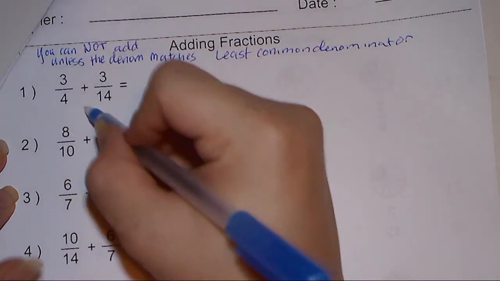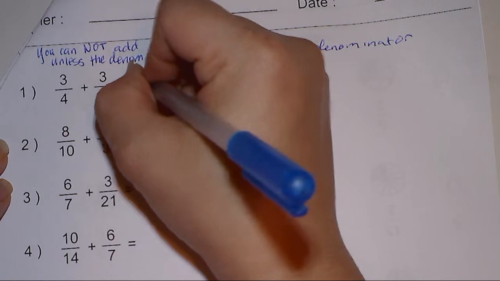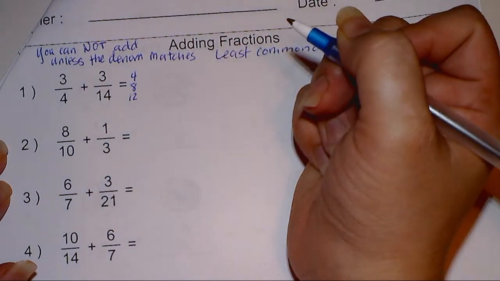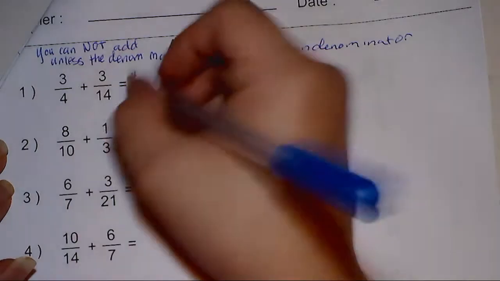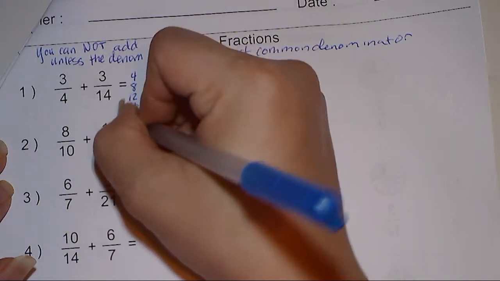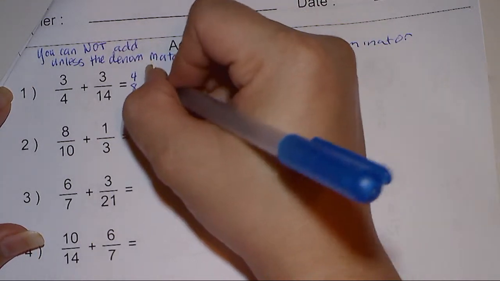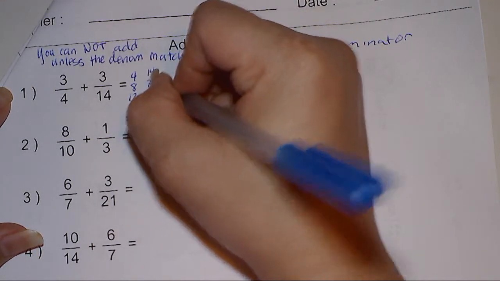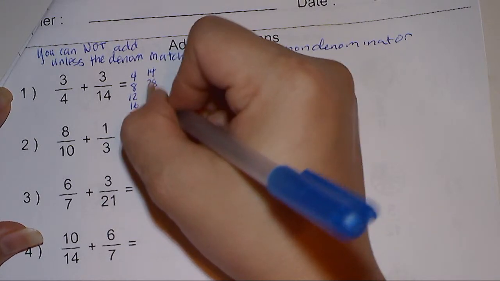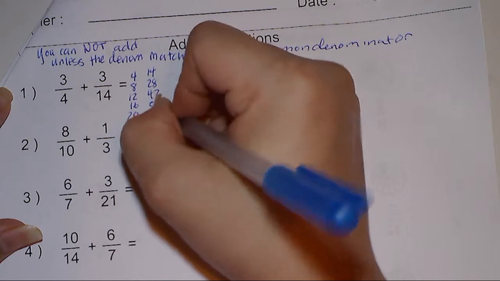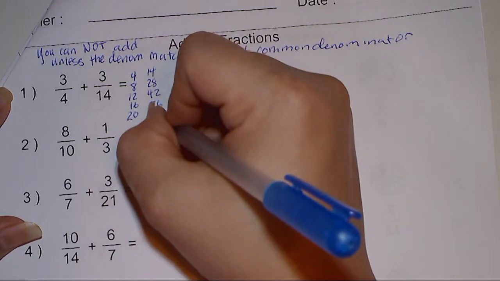Alright, so for number 1, let's look at the multiples of 4. 4, 8, 12. So I know it won't go into 16. It won't go into 14. So I keep going. 16, 20. Alright, so let's look at 14. 14, 28, 30, 42, 56, and so forth, and 60, 70.